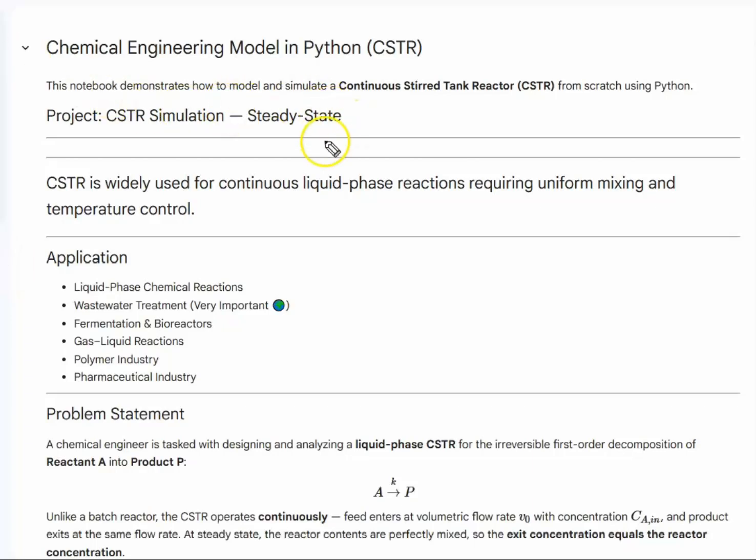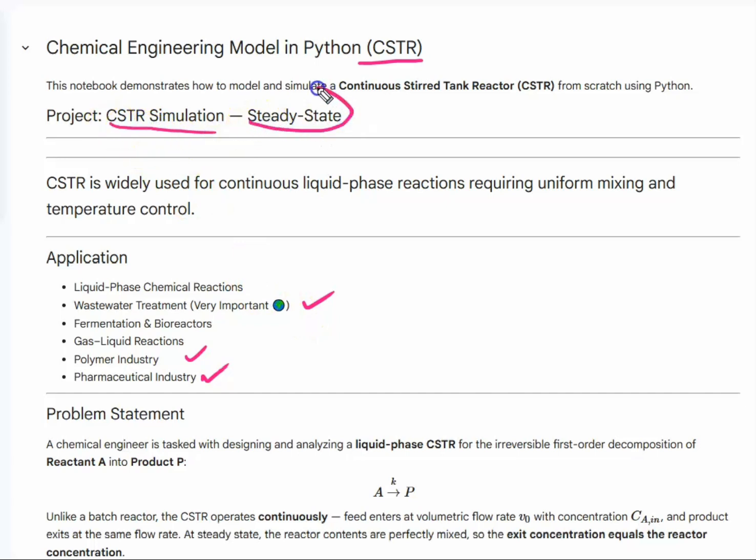In this video, we are going to model a continuous stirred tank reactor, or CSTR, completely from scratch using Python inside Google Colab. If you watched the batch reactor episode, this is the natural next step. A CSTR is the workhorse of continuous chemical manufacturing. Think pharmaceuticals, petrochemicals, wastewater treatment. And understanding its steady state behavior is fundamental to reactor design.